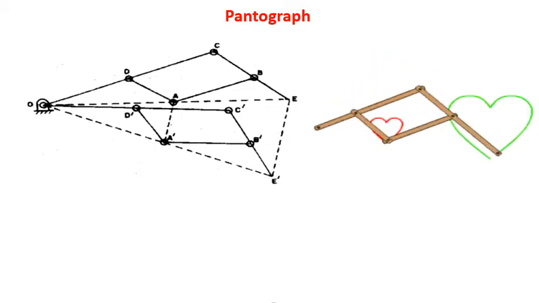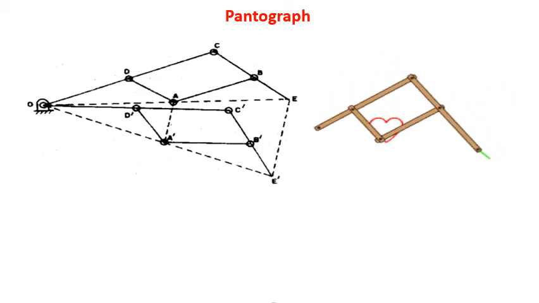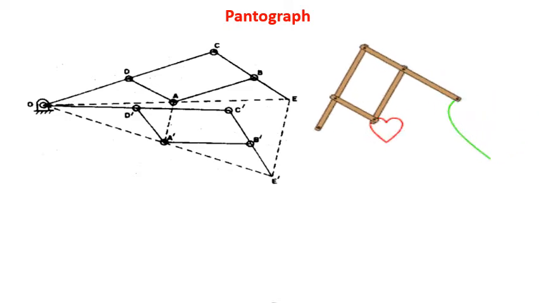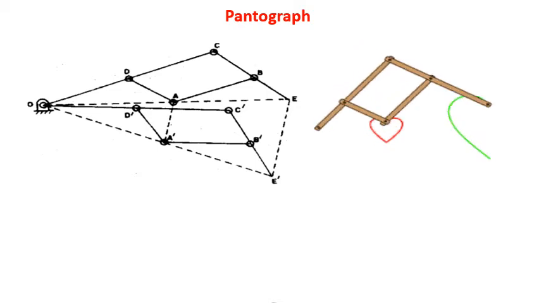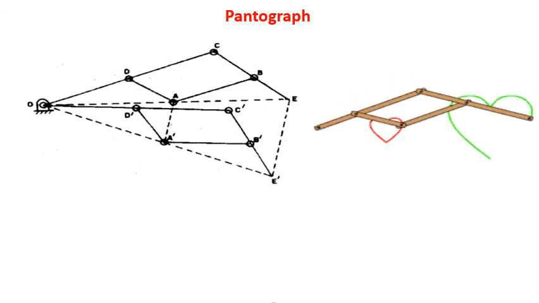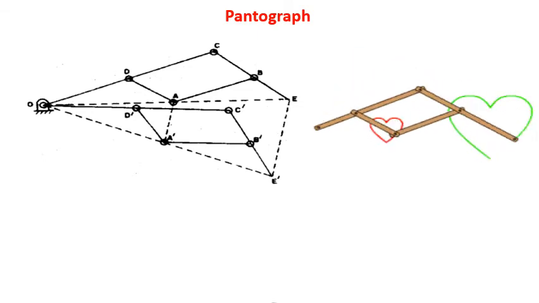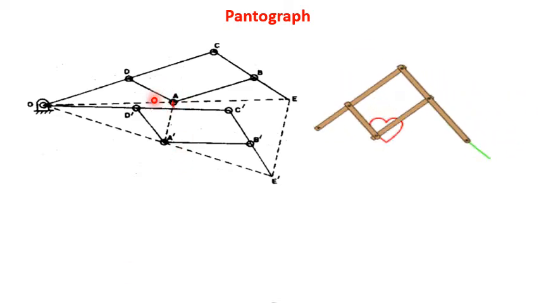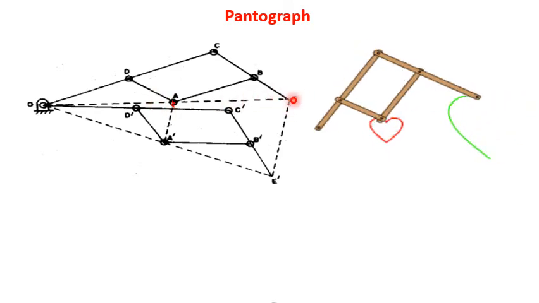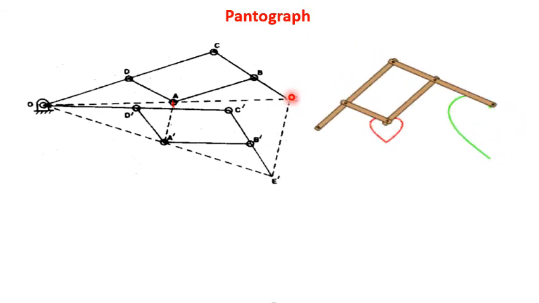These pantographs are used for reducing or enlarging drawings and maps. They are also used for guiding cutting tools or torches to fabricate complicated shapes. In the mechanism shown in the figure, this is point A. The path traced by point A will be magnified by the pointer E to some scale. That scale will be discussed as follows.